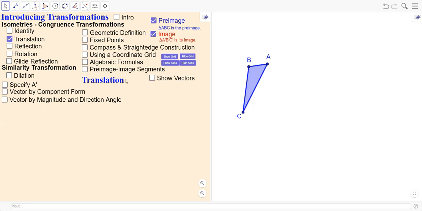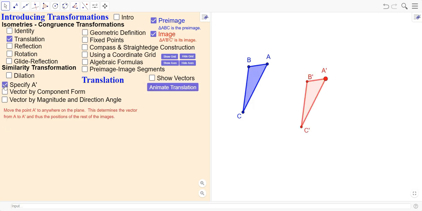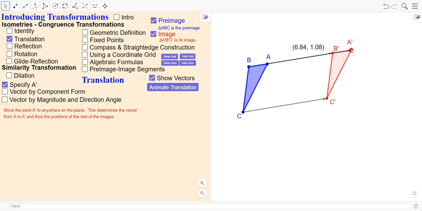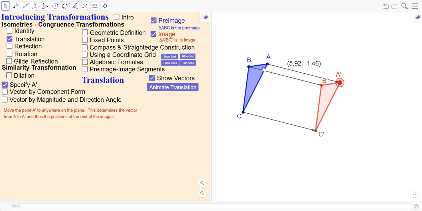Okay, and one way we can specify it is just by picking a point A prime. Once I pick that point, that really specifies the vector from A to A prime. And then you slide B to B prime and C to C prime along the same vector.